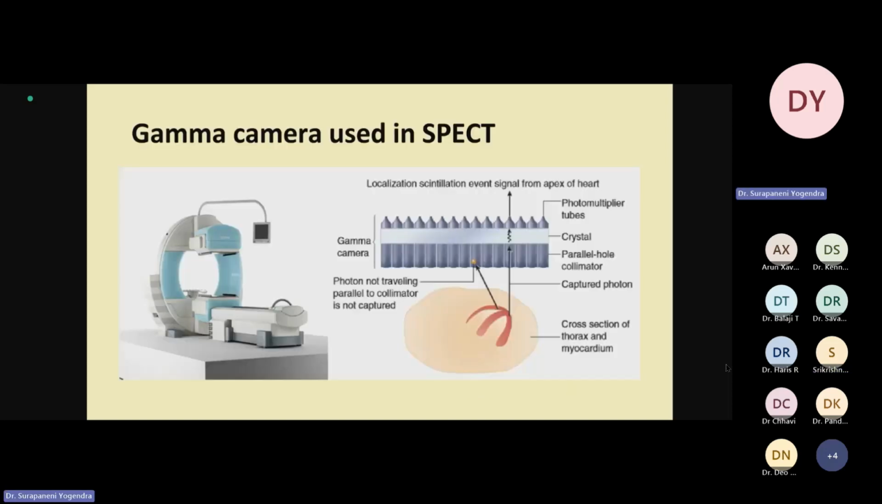So this is the gamma camera used in SPECT. The photons emitted from the myocytes are captured by the gamma camera. Parallel hole collimators are used because these can help in localizing the location of the emissions. Now this is called a scintillation event.